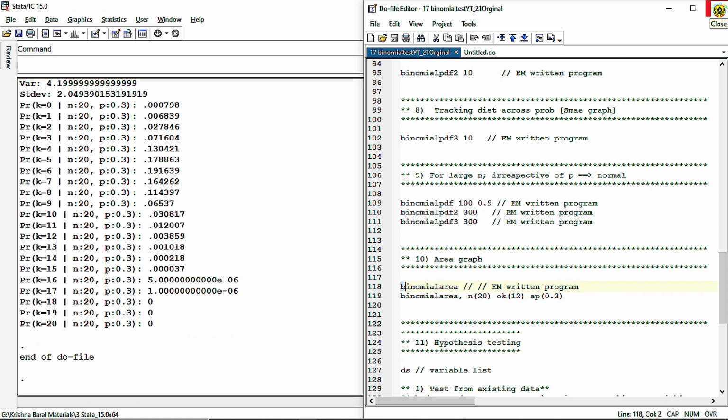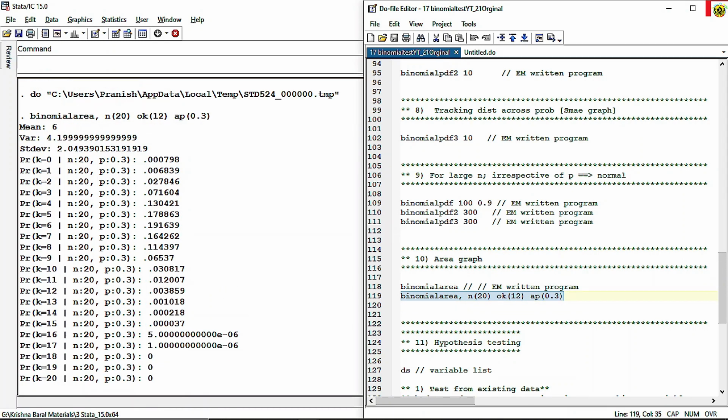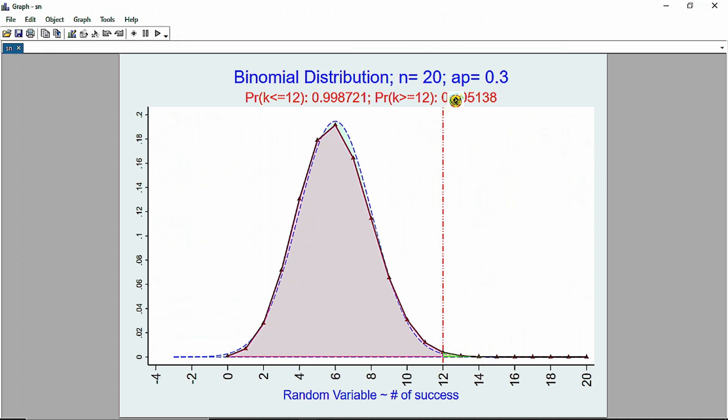And this is again a user-written program, and we can manipulate the number of trials as well as the value of observed k, that is the number of successes, and the assumed probability. So for these parameters also, let us draw our binomial distribution. Again our null hypothesis is that the probability of success is 30%, and for this null hypothesis, let us test the alternative hypothesis. If k is less than or equal to 12, we fail to reject the null hypothesis because 99.87% of this area is covered.